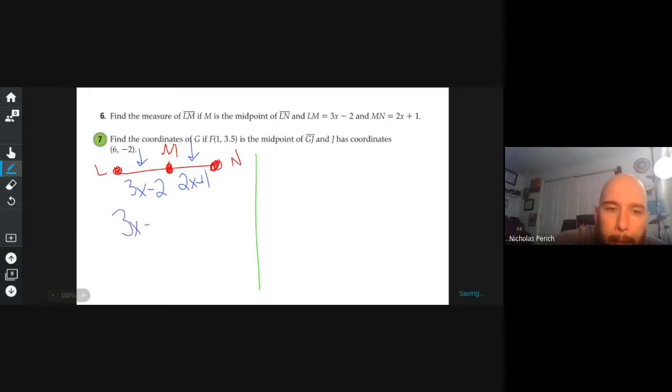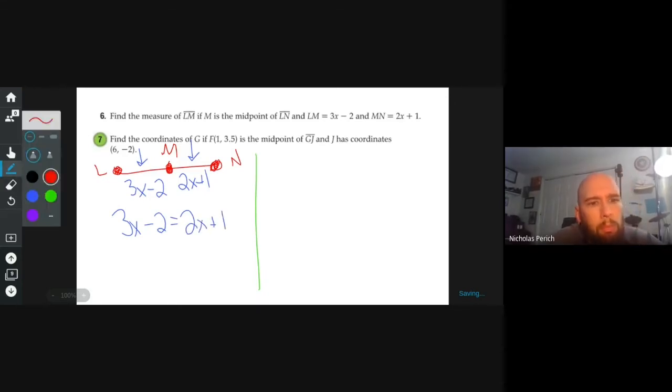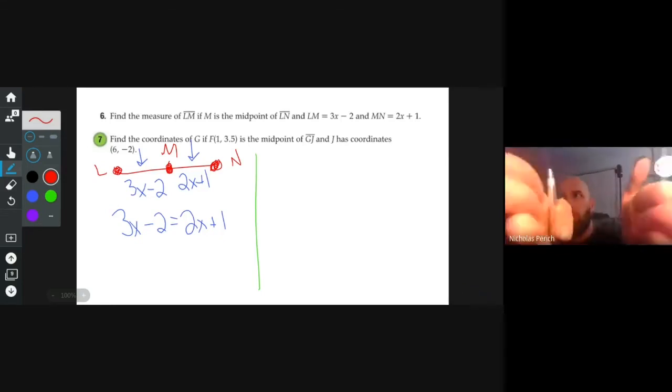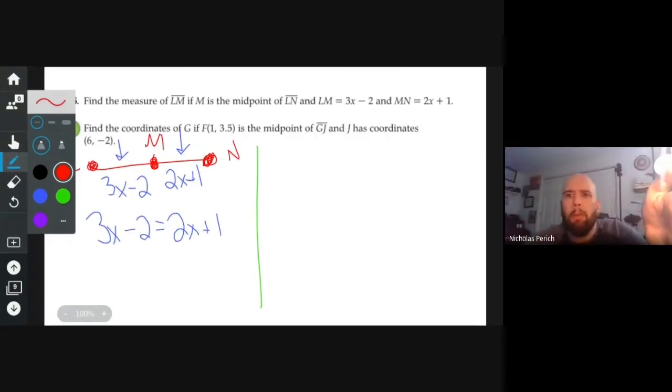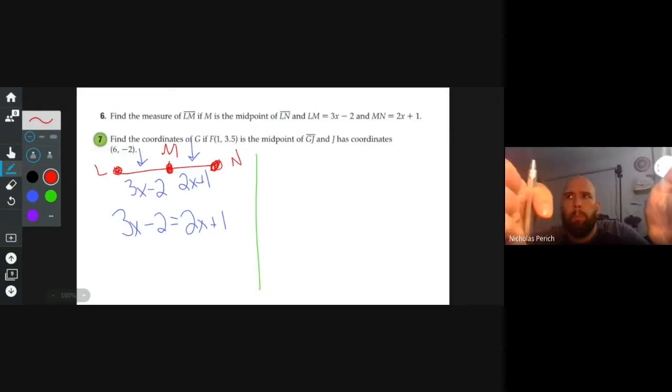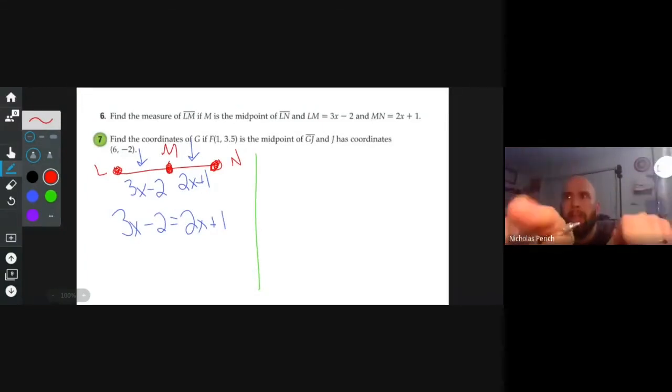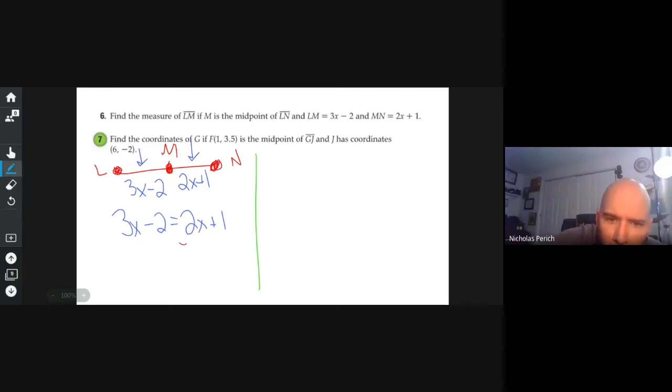3x minus 2 equals 2x plus 1. If you have a midpoint, it literally cuts your major line into 2 equal parts. So now it's an easy problem. Minus 2x on both sides, you get x minus 2 equals 1. Add 2, x equals 3.